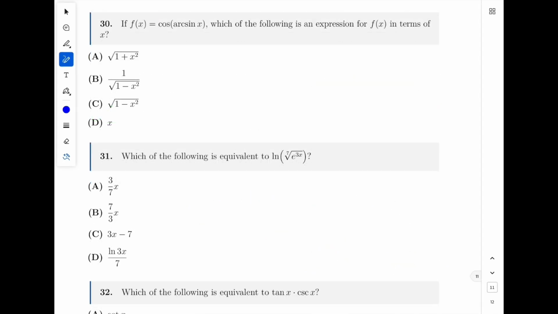Alright, question 30. This is one of my faves. I love this one. Even I couldn't solve it. It took me like 10 minutes to figure out initially when I first came across such a question.